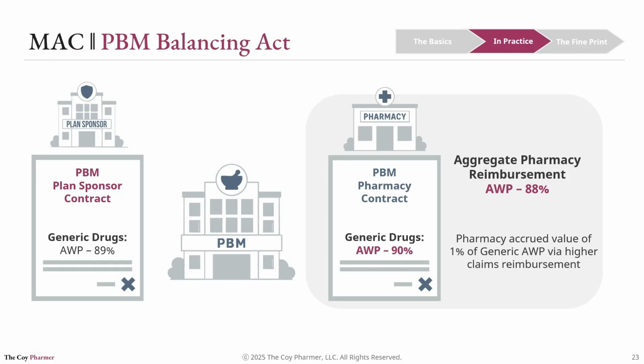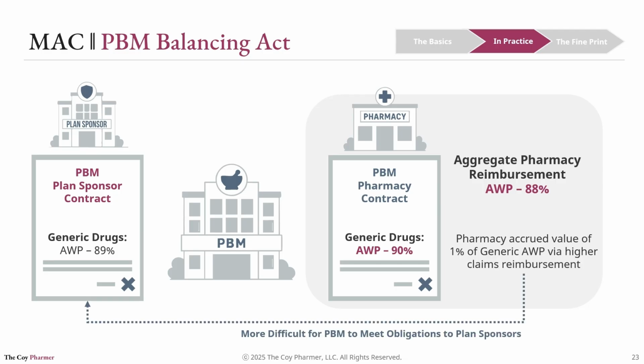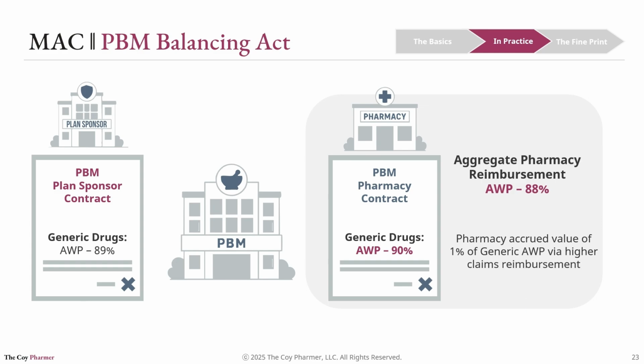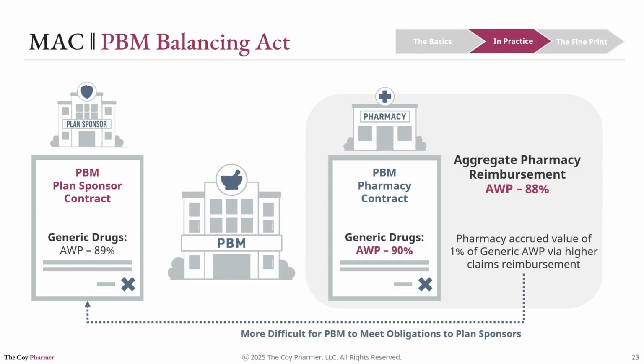In the case where the PBM over reimburses the pharmacies, so for example, they reimburse AWP minus 88% on average instead of the guaranteed AWP minus 90%, in those cases, the pharmacy can often accrue the value of the higher claims reimbursement. And in some contracts, the PBM is not able to recoup that cost. In this case, this makes it more difficult for the PBM to meet the obligation to the plan sponsors because the plan sponsors have now reimbursed the pharmacies too much money, which is difficult to claw back.